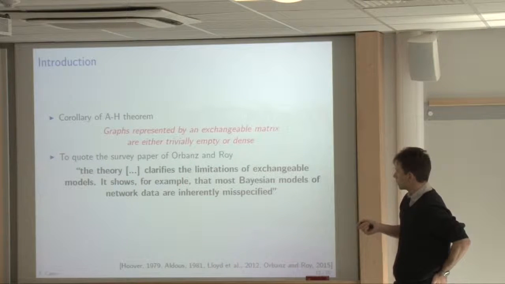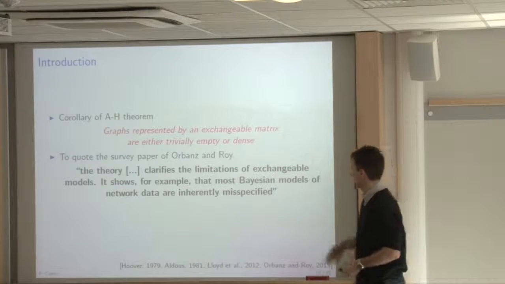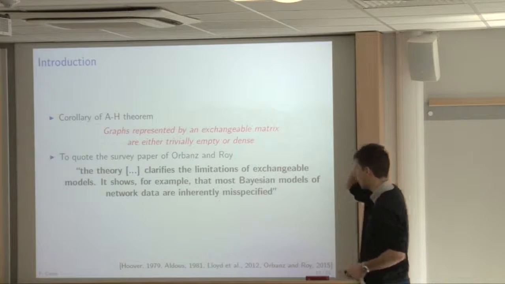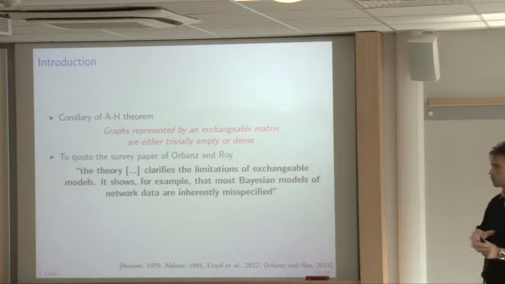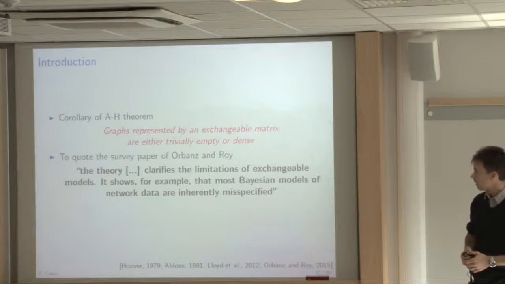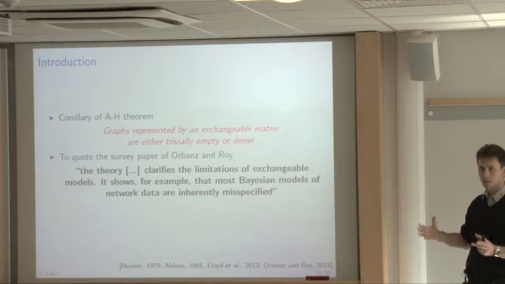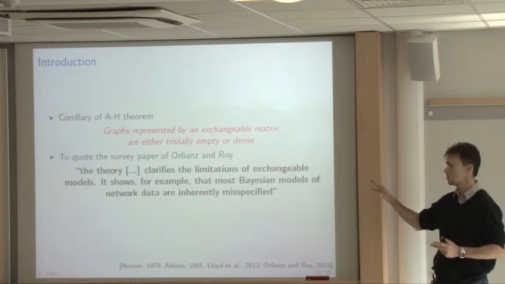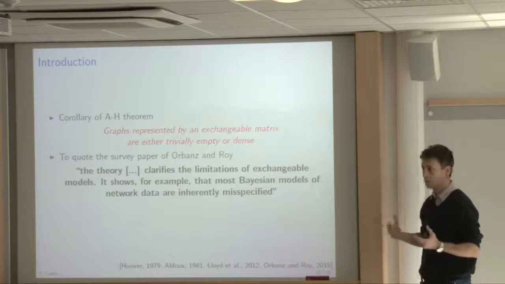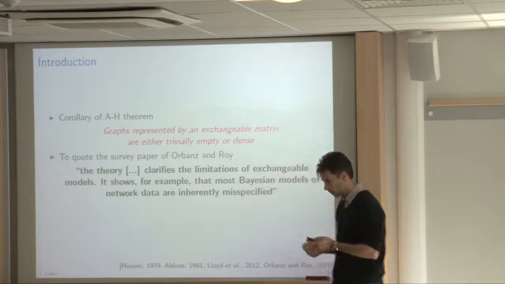And so to quote the recent survey paper of Orbanz and Roy, who made this remark: the theory clarifies the limitation of exchangeable models. It shows, for example, that most Bayesian models of network data are inherently misspecified, in the sense that they necessarily lead to dense graphs, and we believe that most real-world graphs are actually sparse.